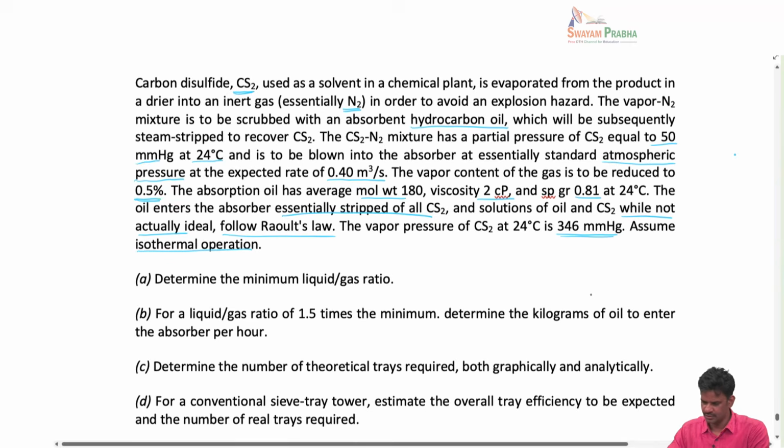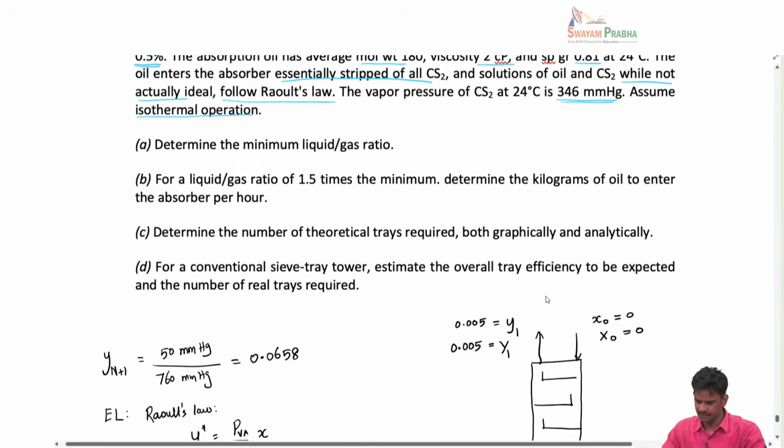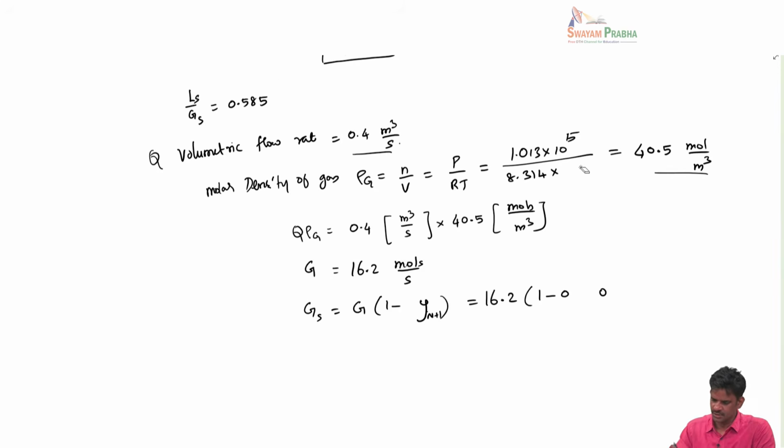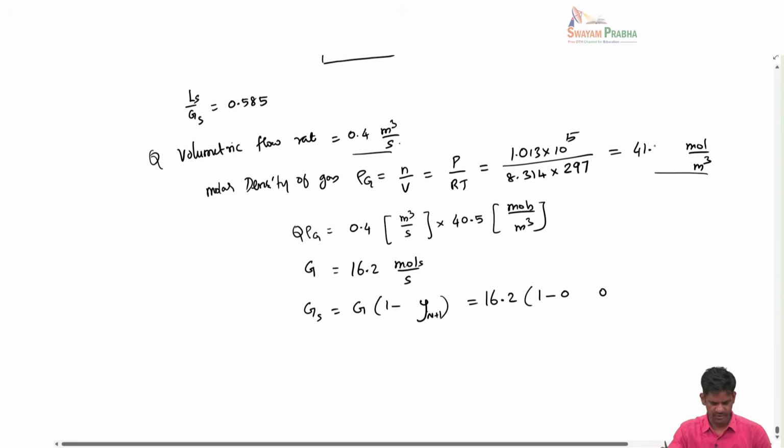24, so 273, 290. Okay, so this should be 297, right? Okay, yeah. So the temperature here is, let's say, 297. Okay, so I'm getting something like 41.0. So you'll get 16.4 here.